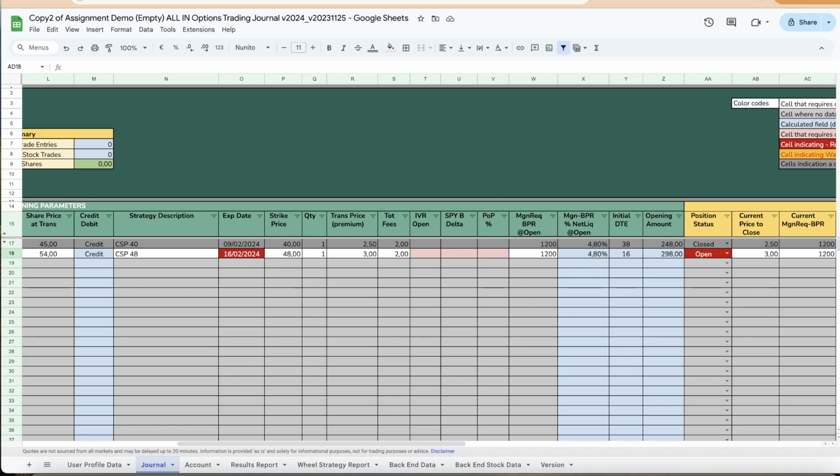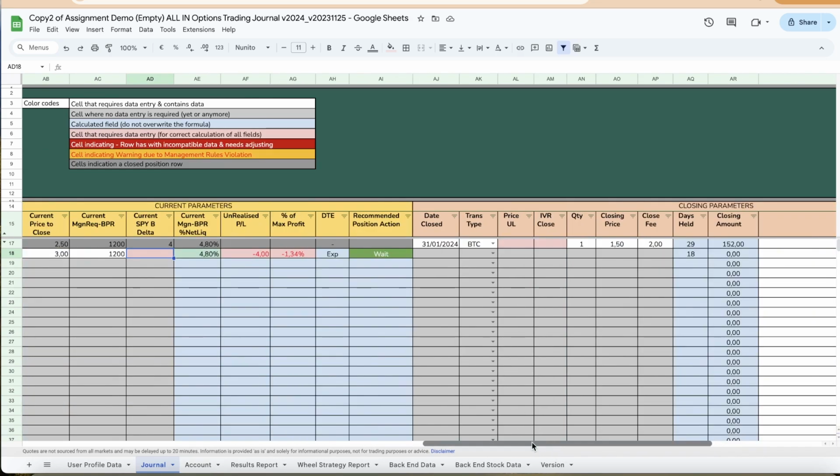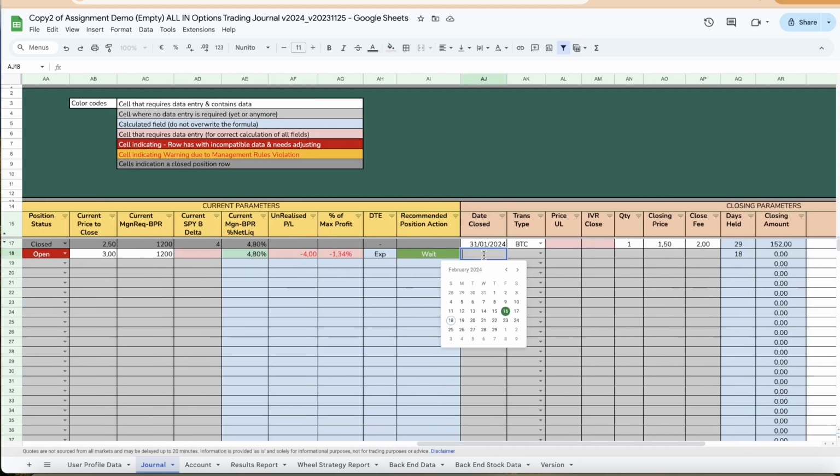But let's imagine that I was indeed assigned because the stock has dropped below 48. So let's say it went down to 45. And how do I enter that now in my spreadsheet? So I go to the part where I have the closing parameters. Let's say I got assigned on the same date as the expiration date, which is the 16th of February. And now I need, of course, to indicate that this is actually a transaction that is automatically closed once I get assigned. So I can indeed here put buy to close.